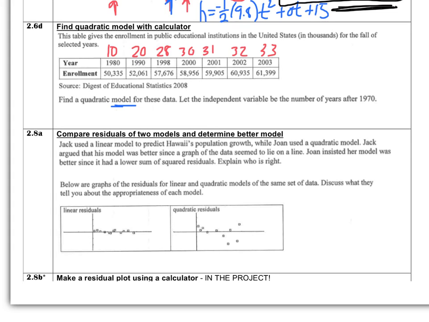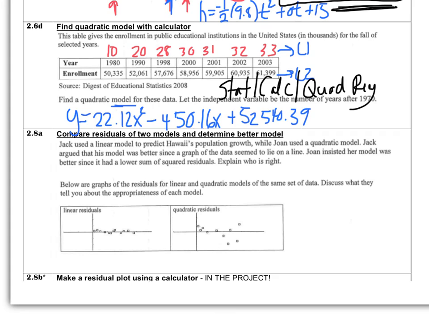So what we're going to do is type this in here for list 1 and this for list 2. You're going to do that within stat edit. And then when you're ready, you're going to stat calculate. You would then choose the quad regression, and when you do that, it'll kick back the values for A, B, and C, and you can just write the equation accordingly. And here is the model that we would use for quadratic modeling.